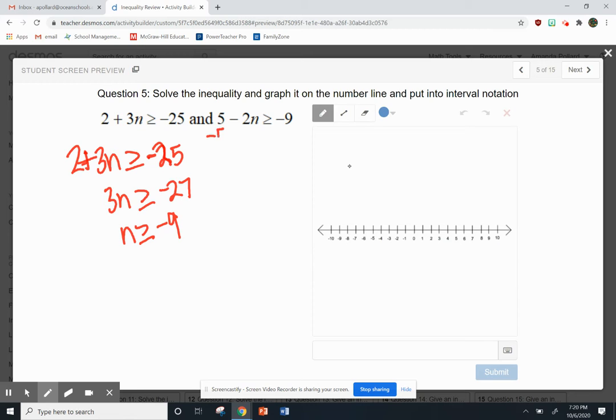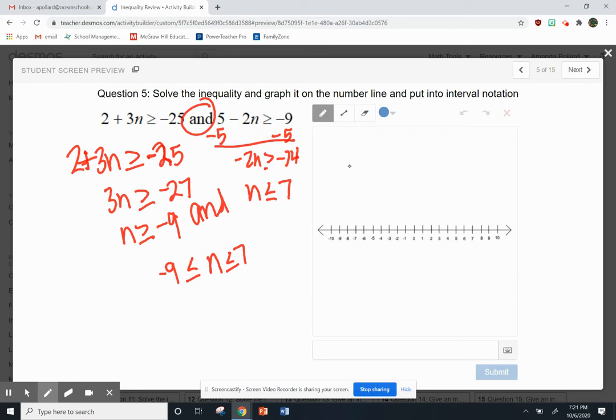This one I subtract 5. Negative 2n is greater than or equal to negative 14. We divide by negative 2 means we flip it, and we get 7. So we have n is greater than or equal to negative 9 and less than or equal to 7. You can write that as n is greater than or equal to negative 9 and less than or equal to 7. When you're doing these problems, you should put and in between.